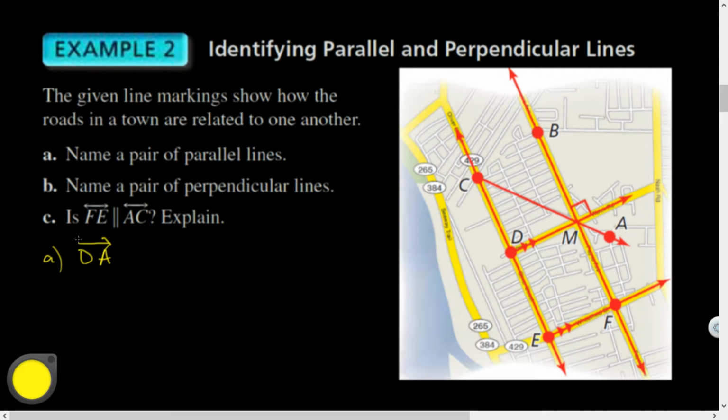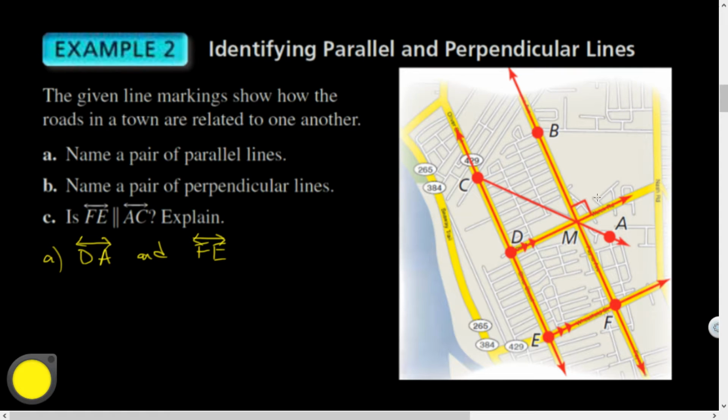Looks like, yeah, DA and FE. Yeah, DA and FE. Those are labeled with the double arrows indicating parallelism. Right? Are you with me, Aiden Diamonds? Looks like you're purchasing some backpacks or something. No? All right. So these are parallel.